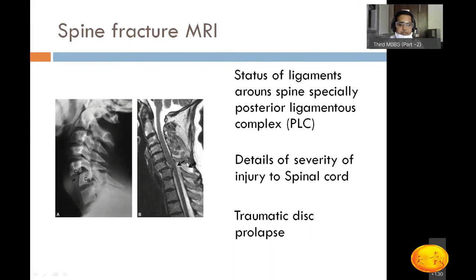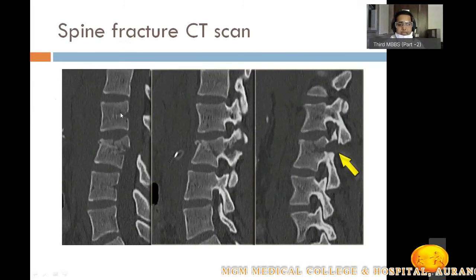The next thing we can see is the status of the posterior ligament complex. If we see that the interspinous ligament has high signal intensity, there is injury in this area also. So right from anterior column, middle column and posterior column, all three columns are involved in this particular patient. So MRI gives us important clues about the soft tissues, the intervertebral disc, the spinal cord and the posterior ligament complex. Next is CT.